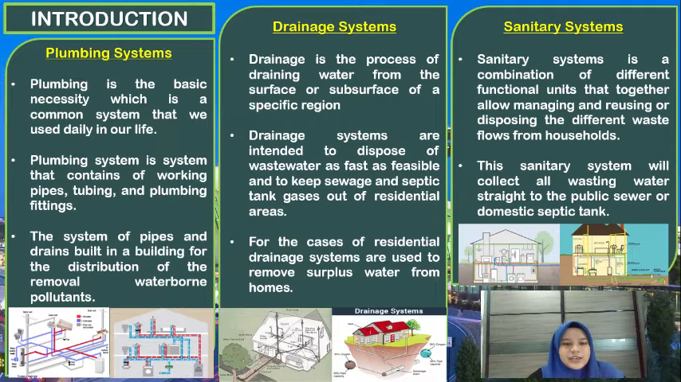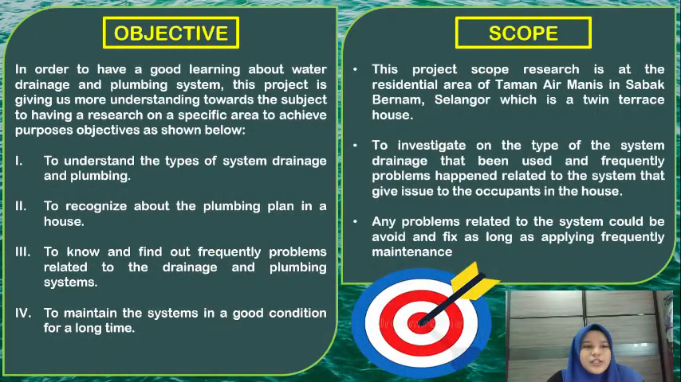For the case of residential, drainage systems are used to remove surplus water from homes. And the sanitary system is a combination of different functional units that combine together to allow managing and reusing or disposing of the different waste flows from a household. The sanitary system will collect all wastewater straight to the public sewer or domestic septic tank. Hence, in order to learn about water drainage and plumbing systems, this project is giving us more understanding towards the subject and the topics, to have a research on the specific areas.